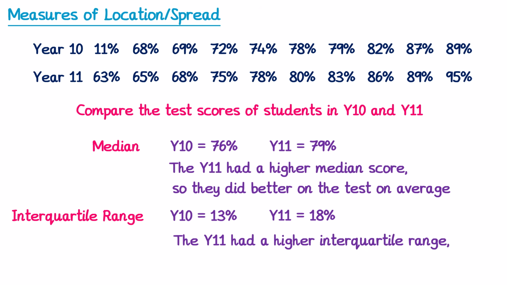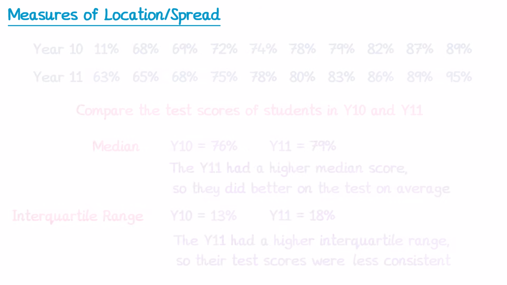And then what does this mean? Well, this means that their test scores were, and then we have a few options of how we say this. We could say they were more varied. So a higher interquartile range means more variation. Or we could say that they were more spread out. Or another phrase that some people use is less consistent. So this is how we use measures of central tendency and location to make comparisons between datasets.